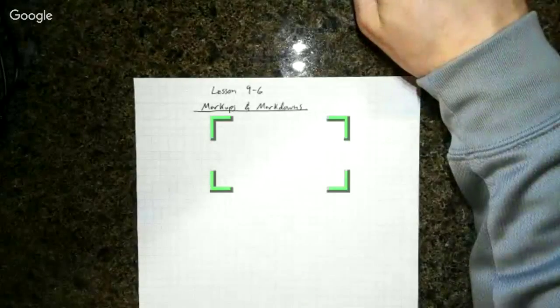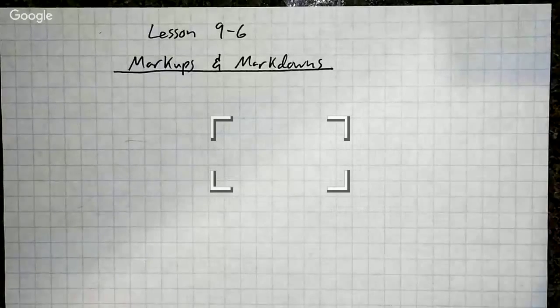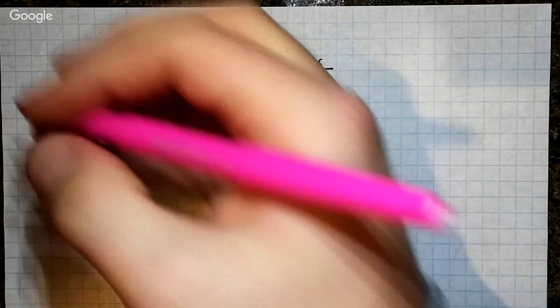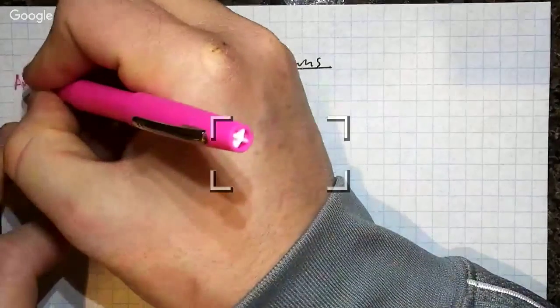Oh, I'll zoom in for you. There we go. All right. So we're doing markups and markdowns. So let's go ahead and start as we always do with our anticipatory set.